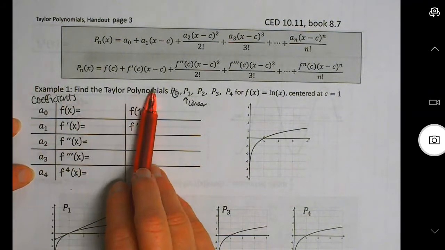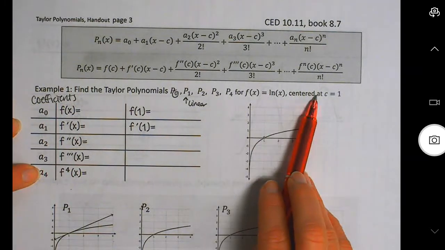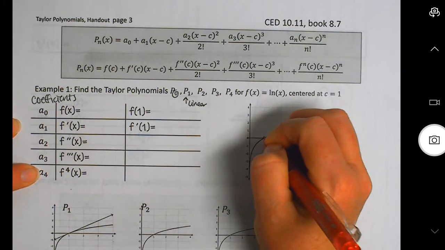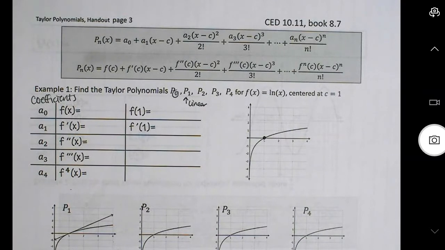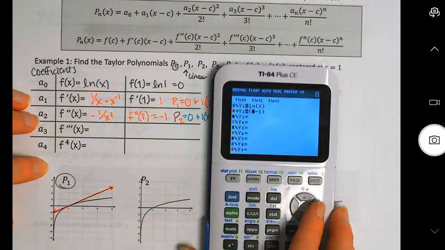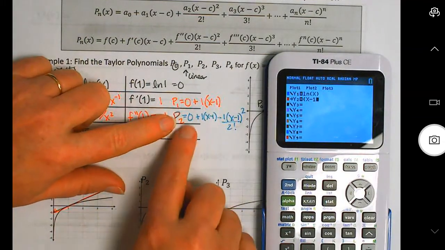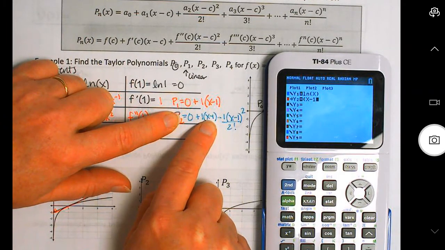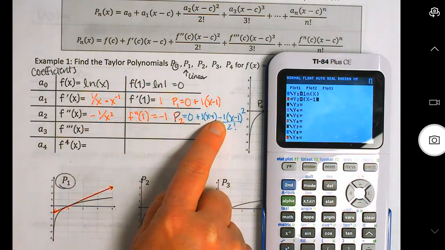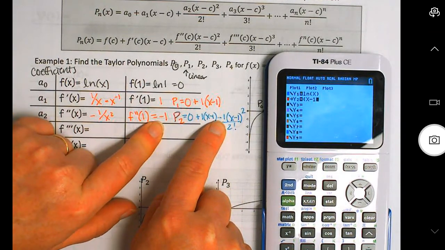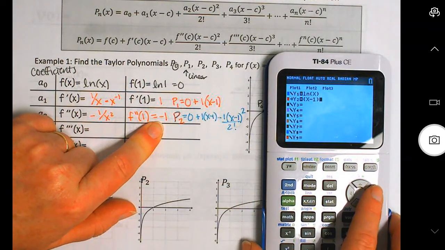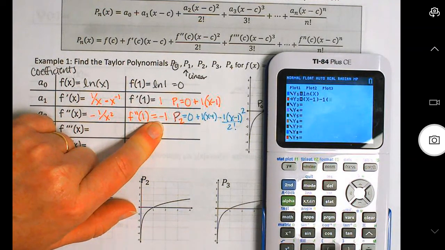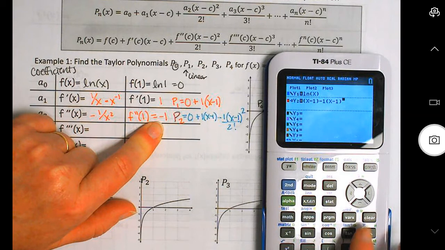So again, find the Taylor polynomials. We're doing the natural log of x, and we're centered at c equals 1. So we're looking at this point, and you could very easily draw in a tangent line and know what that looks like. Okay, so this is our actual value. First derivative times x minus c. The second derivative has our new value. We found the second derivative value, and we're still going to have minus 1 times (x minus c) squared.